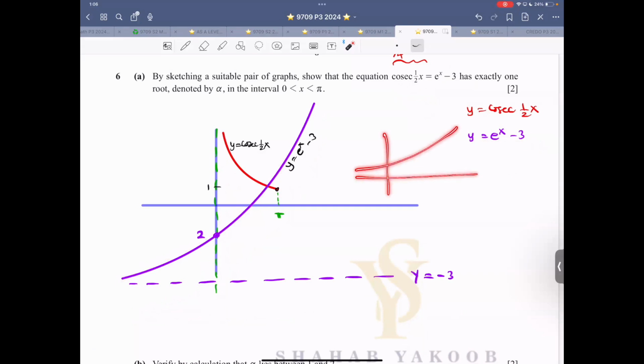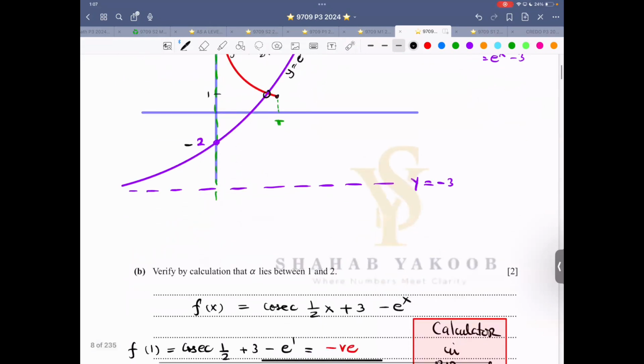Basically, it's e raised to power of x. The asymptote was y is equals to 0. It shifted to y is equals to -3. The y-intercept was 1. It's shifted 3 units down. So 1 becomes -2. So there is a negative over here. And there is one point of intersection. That means graphically, we have proven there is one point of intersection.